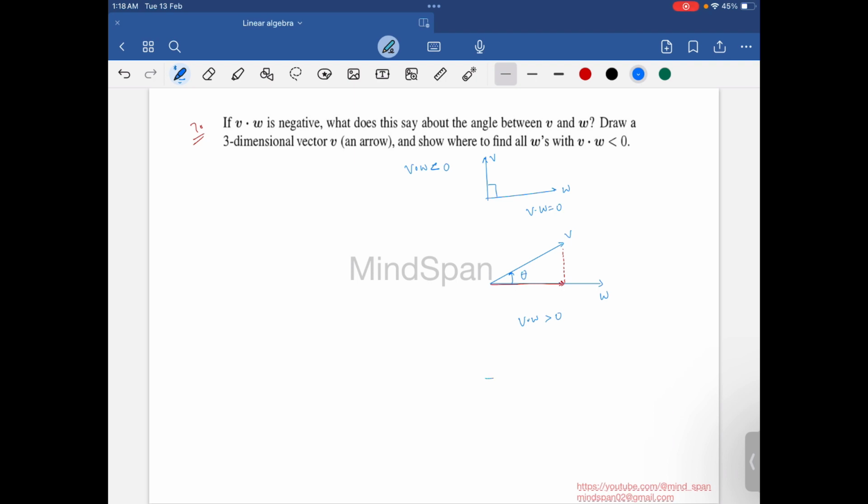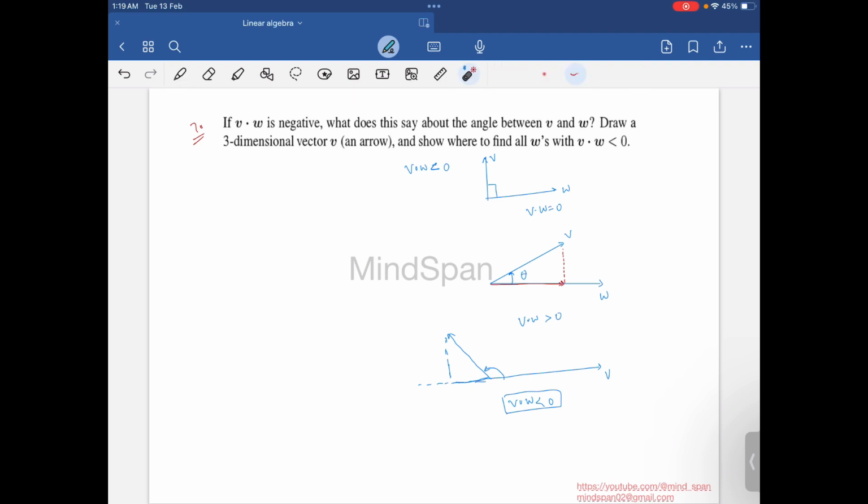और एक केस क्या होगा जब आपका इन दोनों के बीच जो एंगल हो, ग्रेटर देन 90 डिग्री हो। This is, the angle is greater than 90 degrees. तो इस टाइम जो ये प्रोजेक्शन होगा वो v के पीछे साइड में बनेगा, राइट, back of the v, so that you can say that this will be negative. So in this case v dot w is less than zero, right.